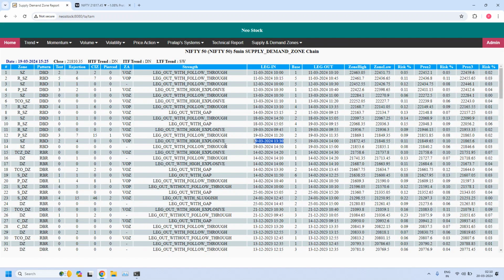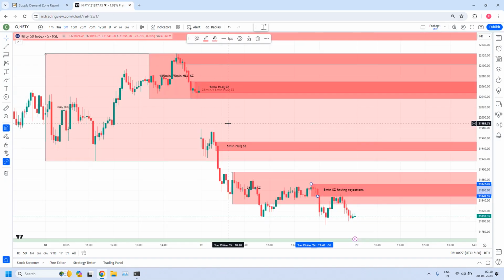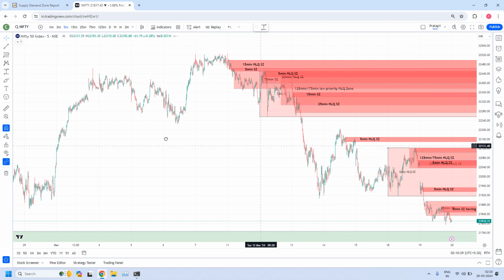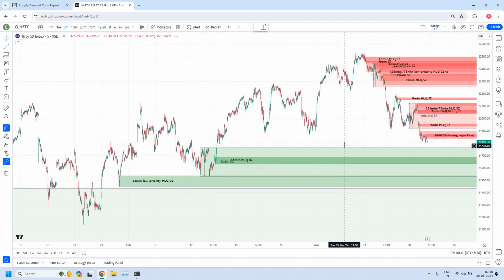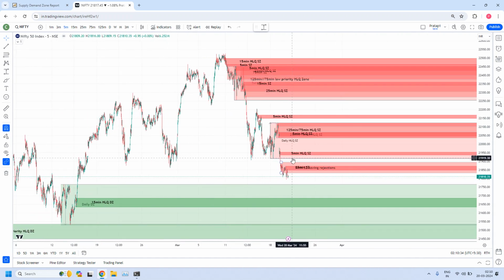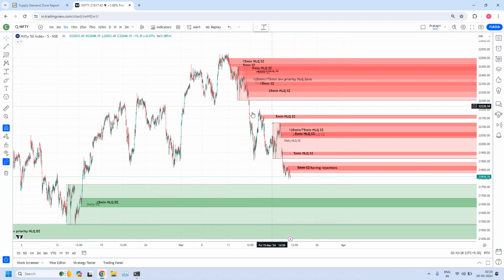Any demands created? No demands are created. That's it. Now what could be our trade plan? For tomorrow, the trade plan could be like this.